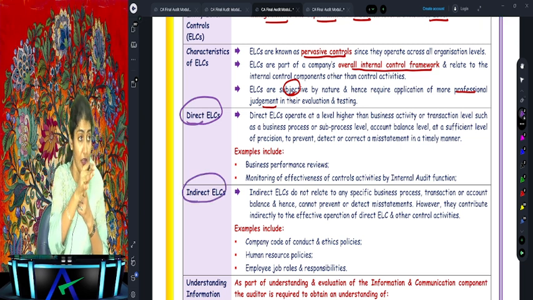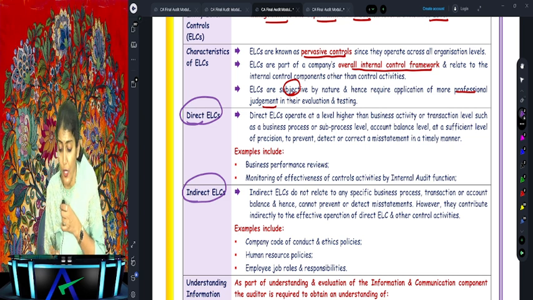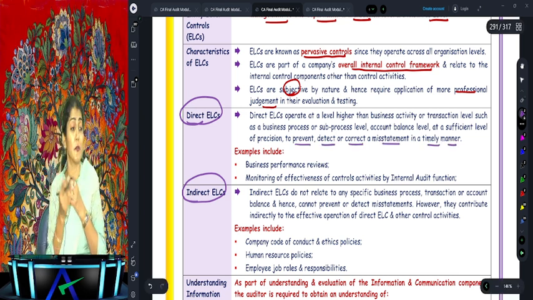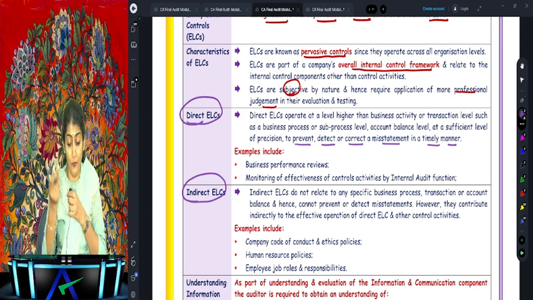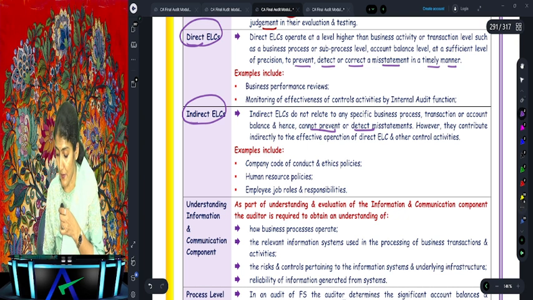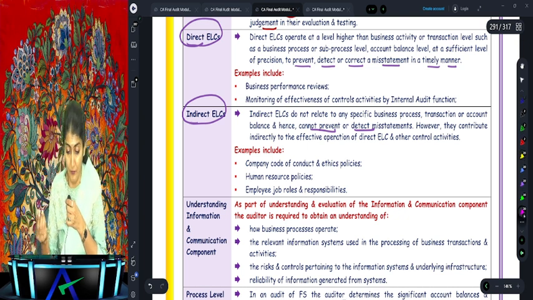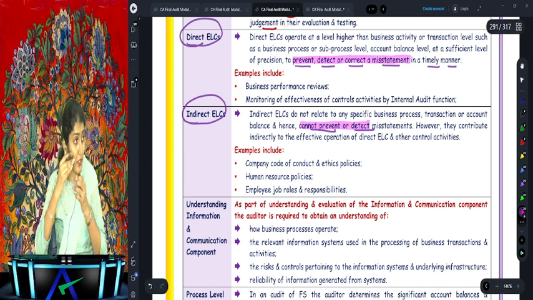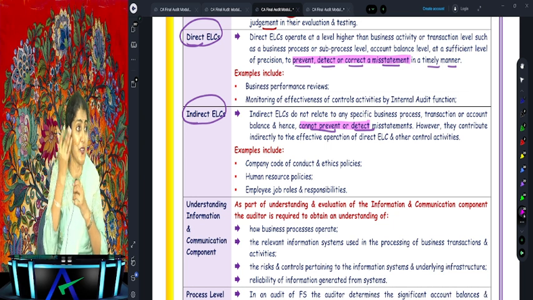Direct ELCs will directly help you to prevent or detect or correct a misstatement in the financial statements on a timely basis. And obviously indirect ELCs cannot prevent or detect any misstatement, and if they cannot prevent or detect, there is no question of correcting. So direct ELCs help you to PDC. Indirect ELCs cannot prevent or detect.